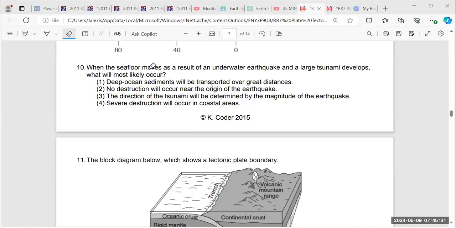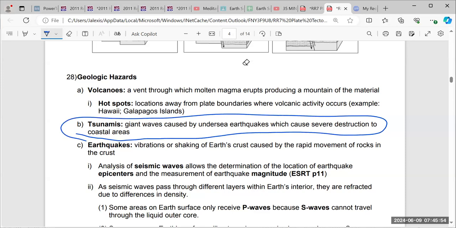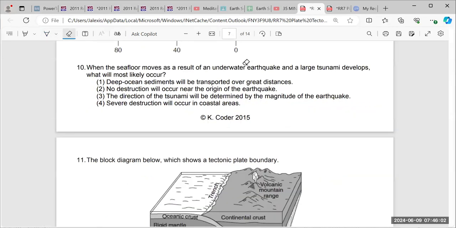Number 10, when the seafloor moves as a result of an underwater earthquake and a large tsunami develops, what will most likely occur? Well, if I look at fact 28B on my packet, it says tsunamis are giant waves caused by undersea earthquakes which cause severe destruction to coastal areas. So the best option for that, severe destruction in coastal areas, is choice 4.